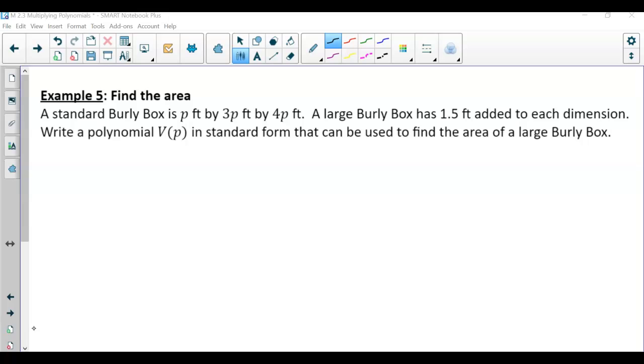So we had a couple of typos here. Sorry about that on this example, if you saw it in the notes. It shouldn't say find the area. We're finding the volume. So we're focusing on volume.